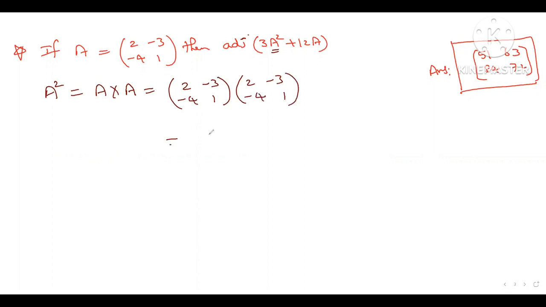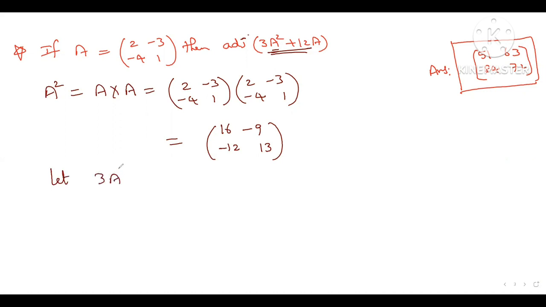Now we should multiply. What do we get here? First row multiplied with first column: 16. First row, second column: minus 9. Second row, first column: minus 12. Second row, second column. After multiplication we get 13. This is A square. Okay, then after we should find 3A square.